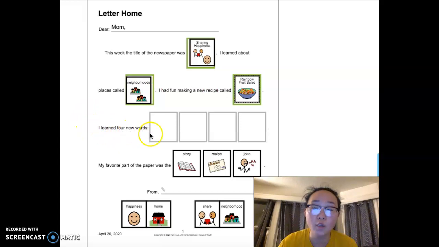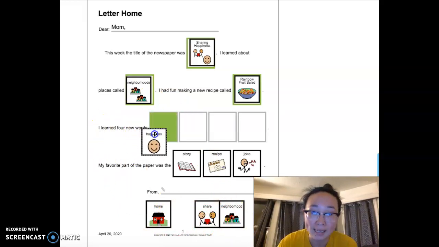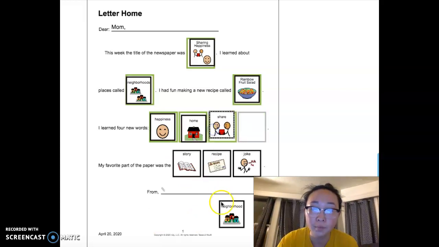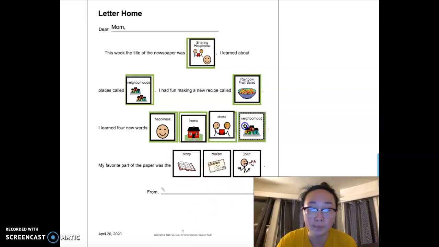I learned 4 new words. What 4 new words did we learn? There are our only options left, right? So I will just tell you. I learned 4 new words. Happiness, home, share, and neighborhood. So you can refer back to the definitions page to go over the definitions if you'd like.